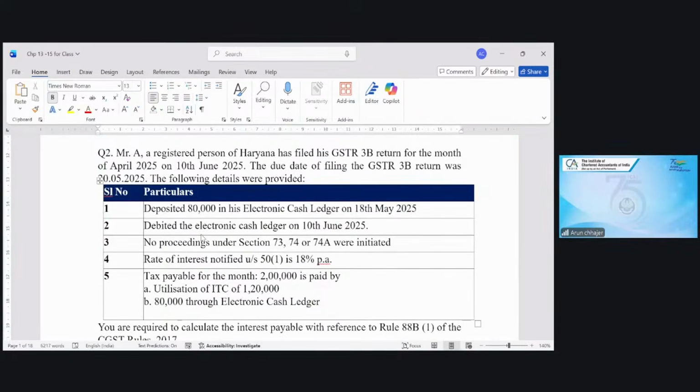So just remember that 22nd was the due date, so the days would be counted from 23rd. 23rd August to 30th September, both days would be added to count the number of days. तो वो दोनों डेट इंक्लूसिव है और दोनों डेट को हमें ऐड करना है.